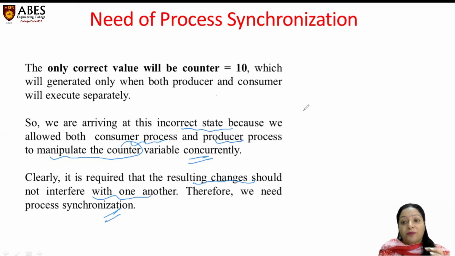If the producer process had executed completely first and then the consumer process had executed completely, then there would be synchronization. Okay, ideally the final value that comes would be 10. But here in the actual situation, the producer and consumer processes both came to access the value of the counter variable concurrently, and these two processes were not synchronized, resulting in the data inconsistency situation.